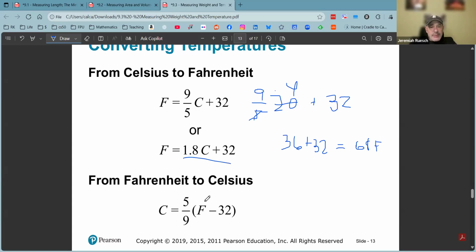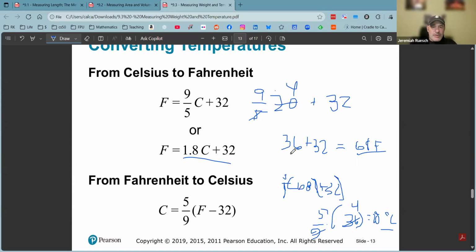And likewise, if you have a temperature in Fahrenheit and you want to know what it is in Celsius, let's plug that in. So 5 ninths times 68, sorry, I need to subtract 32 from that first. 68 minus 32 is going to be 36. 9 goes into 36 4 times, and then 5 times 4 is 20. We recover 20. So if I gave you the temperature of 68 degrees Fahrenheit, you could tell me what it is in Celsius by subtracting 32 from it and then multiplying by 5 over 9.